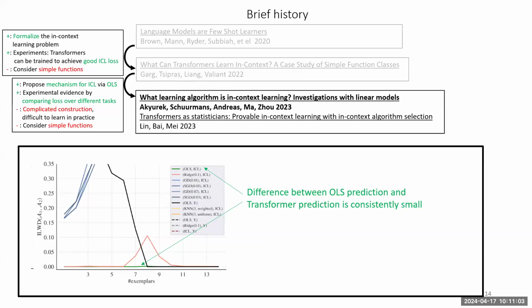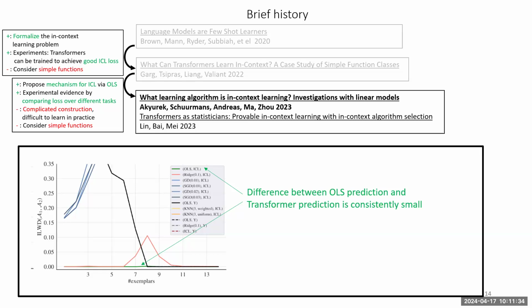So as a follow-up to this paper, a paper by Akyürek, Schuurmans, Andreas, Ma, and Zhou in 2023, they went a step further, right? More than just showing that transformers or language models can do in-context learning of simple functions, they explain why they're able to do this. And their explanation was that they implement learning algorithms like ordinary least squares. And they run experiments trying to verify this phenomenon.